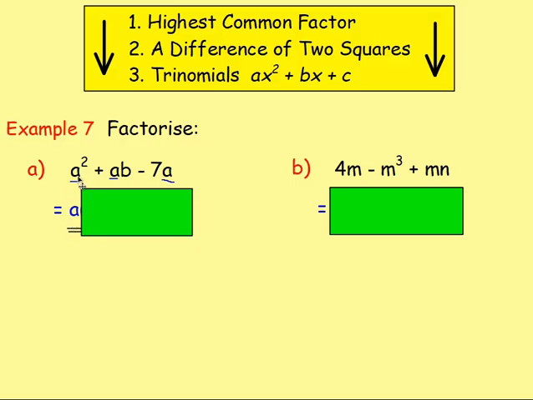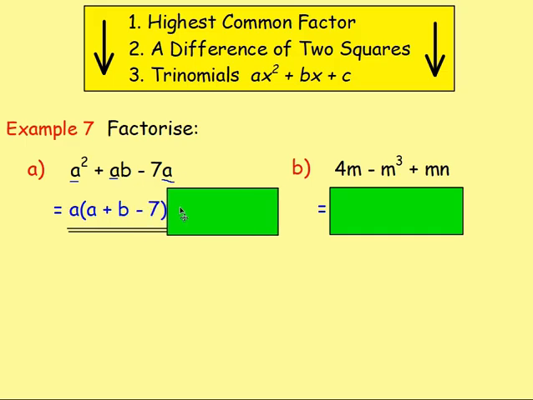a times what is a squared? In other words, a times what is a times a? Good, it has to be a times a. a times what is a times b? Well, a times b is a times b. And a times what is negative 7 times a? Well, we've got the a, we just need the negative 7. Brilliant. And again, you could check that by multiplying out your brackets. Yes, you can. This one, 4m, take away m cubed, add mn.